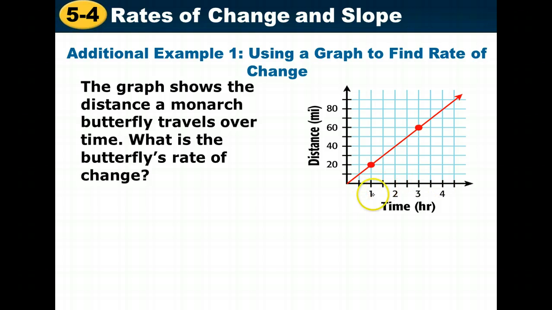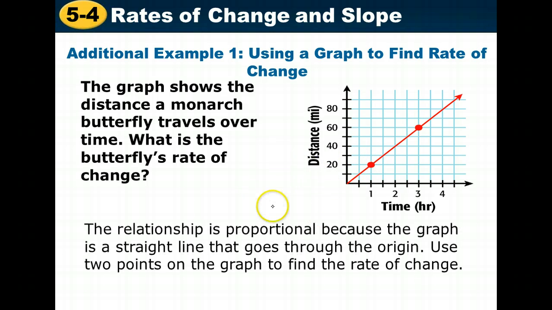So this right here will not be 1 and 2. This is 2. So this right here will be 1.5 hours. So after an hour and a half, it will travel 30 miles, and it keeps increasing. So now, using this information, we can find the rate of change.